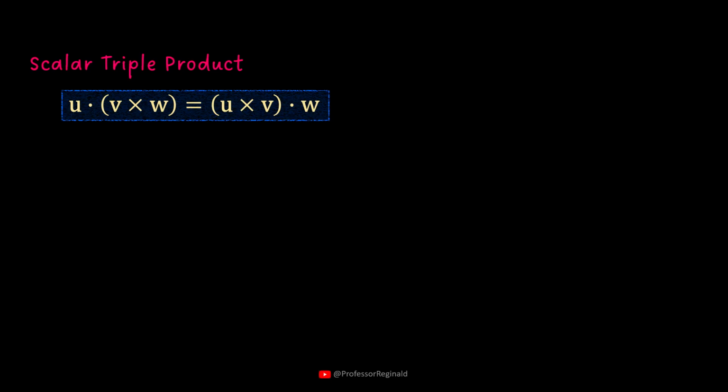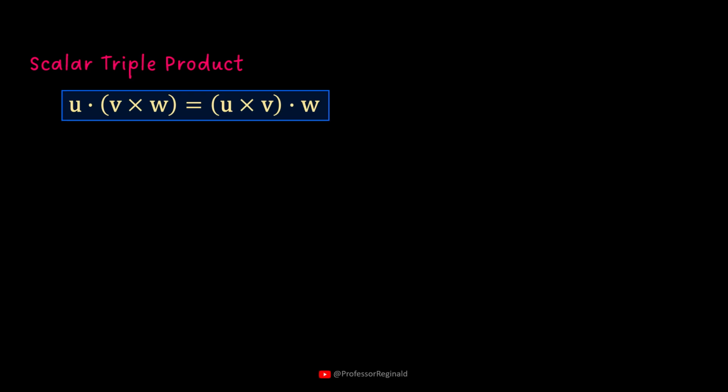Scalar triple product. The dot product of u with the cross product of v and w is equal to the dot product of w with the cross product of u and v. The result of this operation is a scalar quantity.